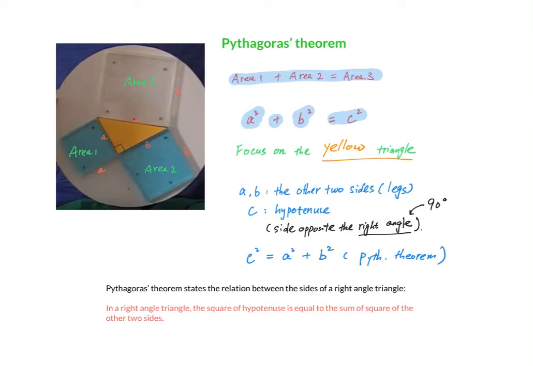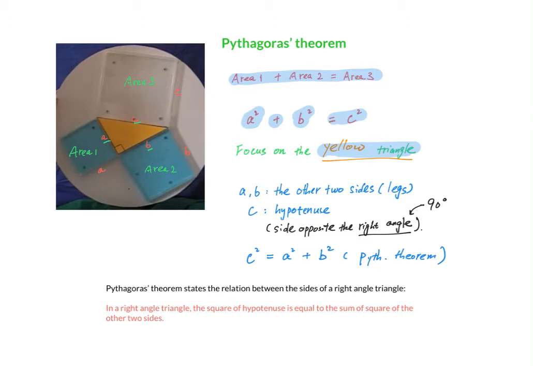So after we know this relationship, now we focus on the middle part, that is the yellow triangle, okay? We focus on the yellow triangle right now. So in this yellow triangle, there are 3 sides. So one is A, one is B, and one is C, right?